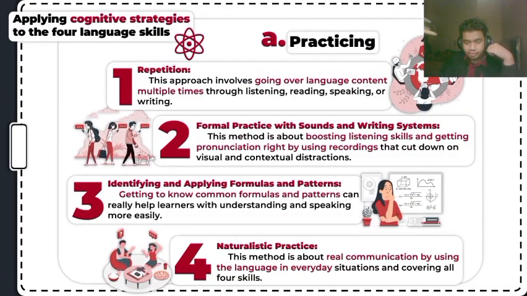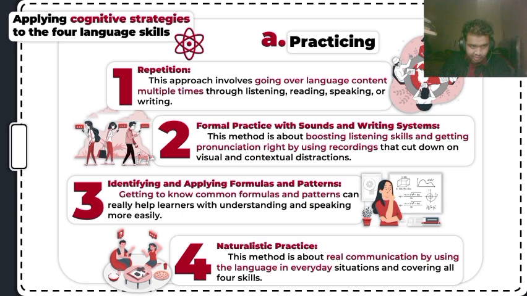And now, moving to the next part, we got applying cognitive strategies to the foreign language. A. Practicing. As for the first one, we got repetition. This approach involves going over language content multiple times through listening, reading, speaking, or writing. Learners might listen to native speakers or audio clips repeatedly, read text with different goals in mind, and practice saying phrases in various ways. Repetition techniques also include breaking down important ideas, expanding on them, summarizing, and copying native speakers to enhance learners' pronunciation, intonation, grammar, and style.